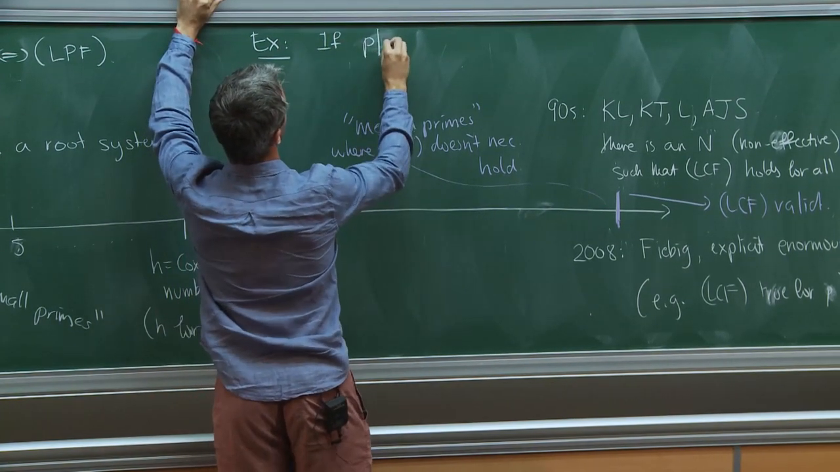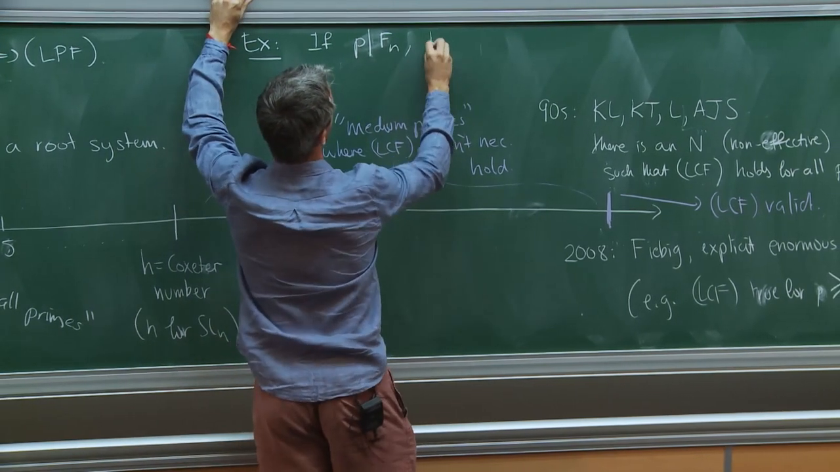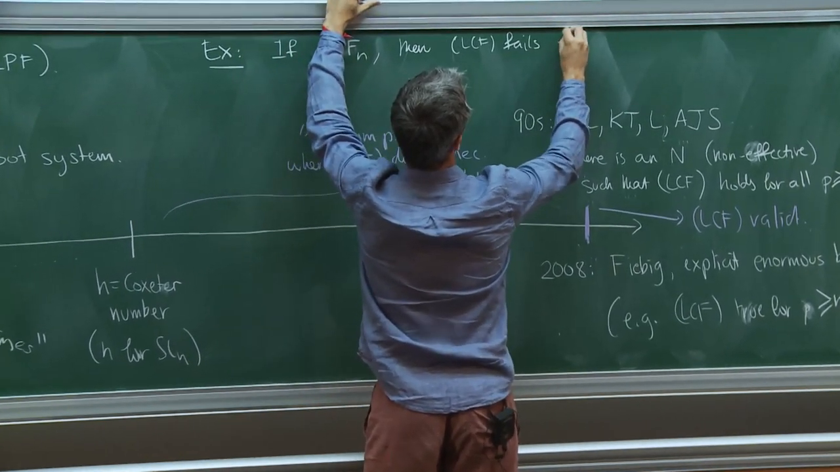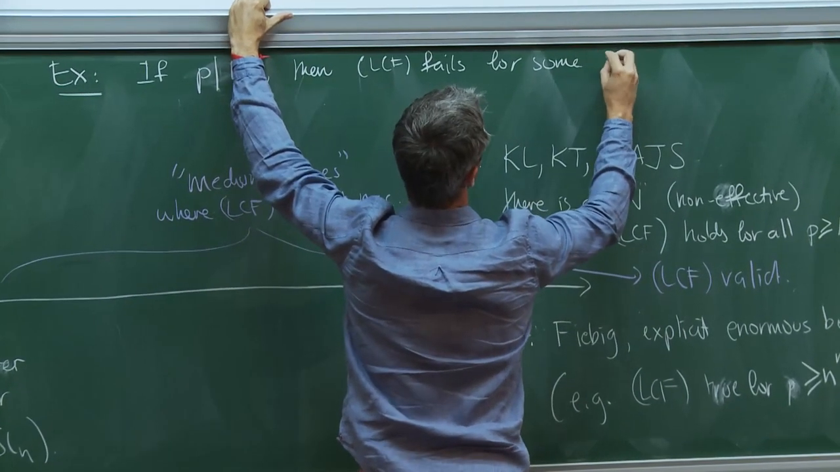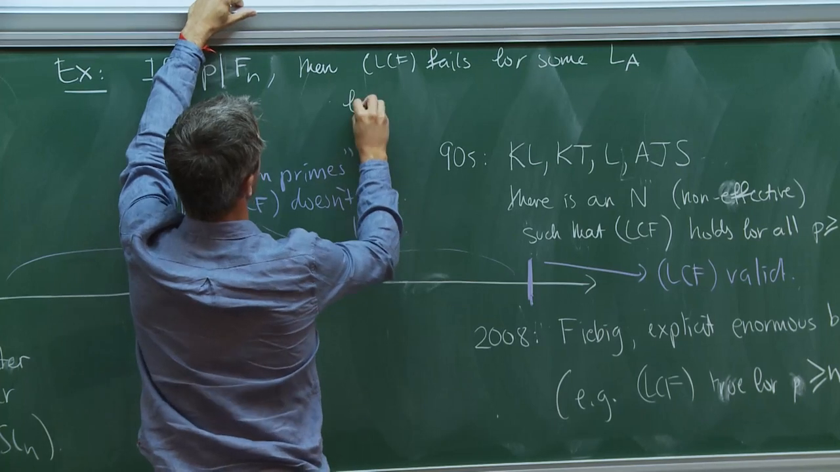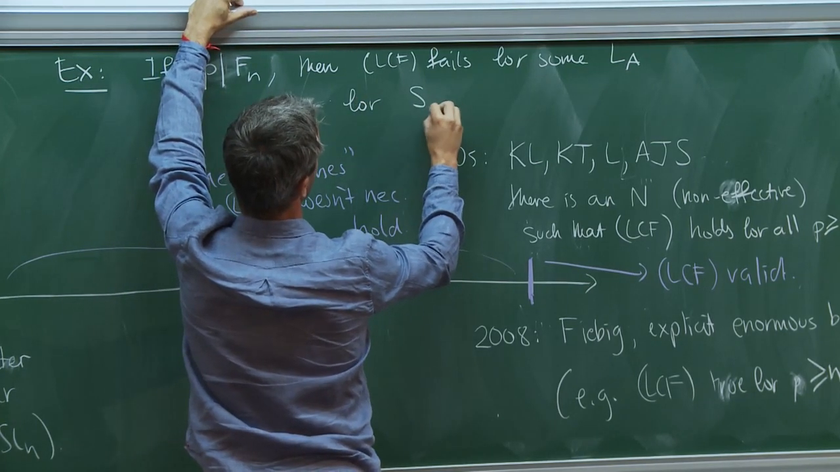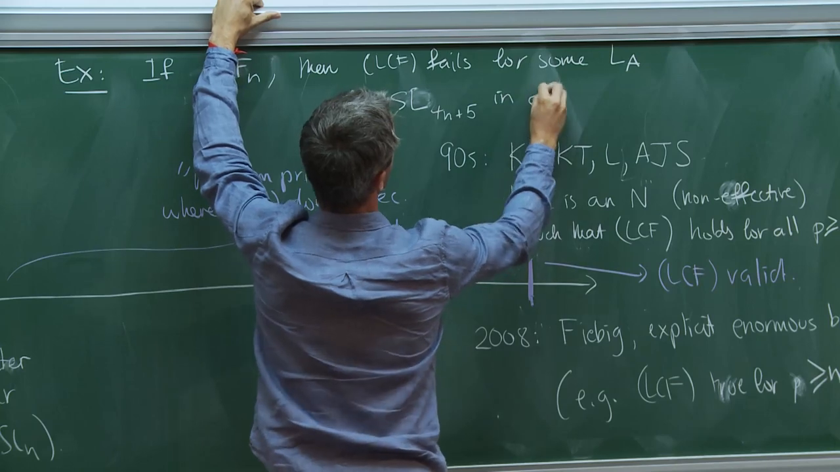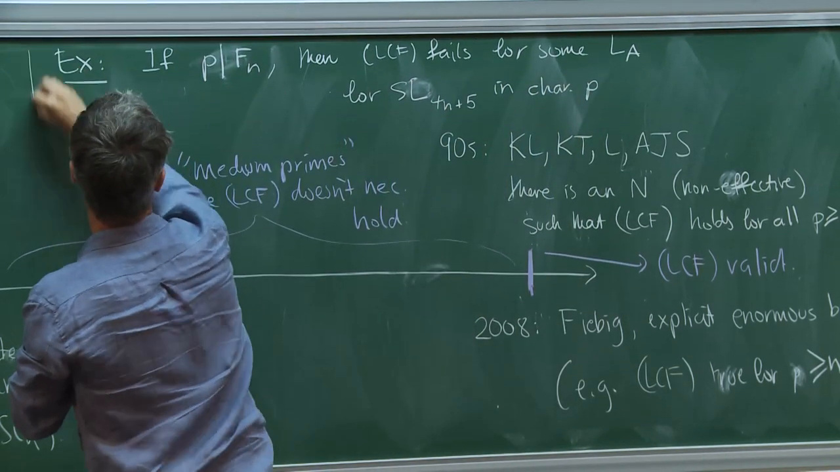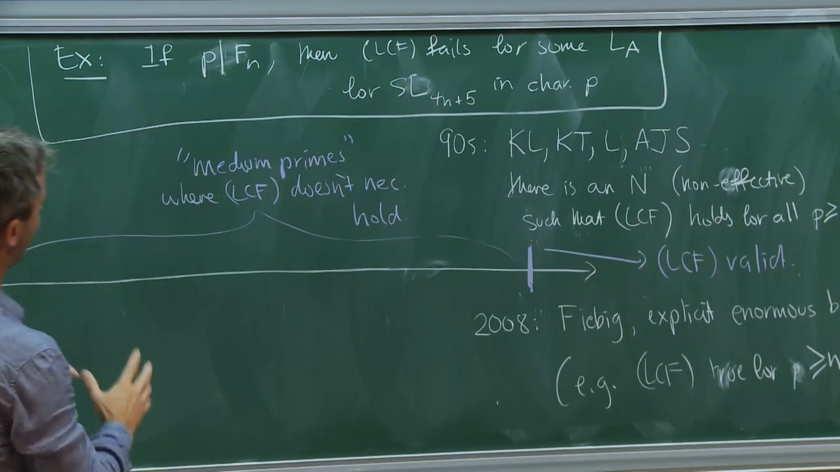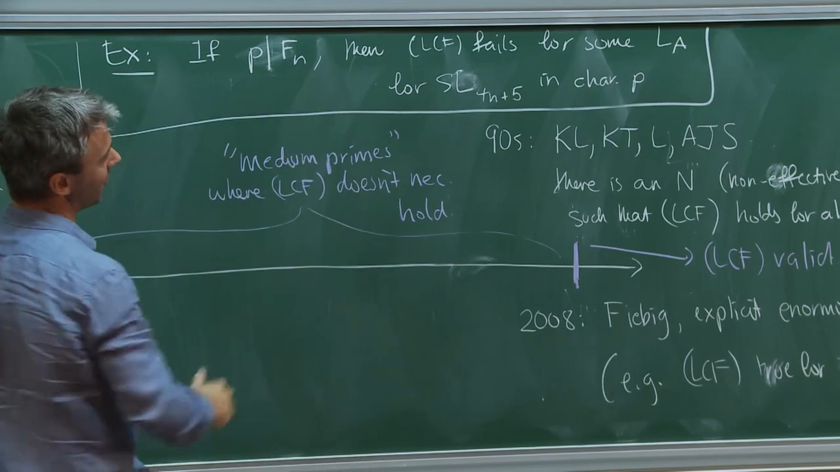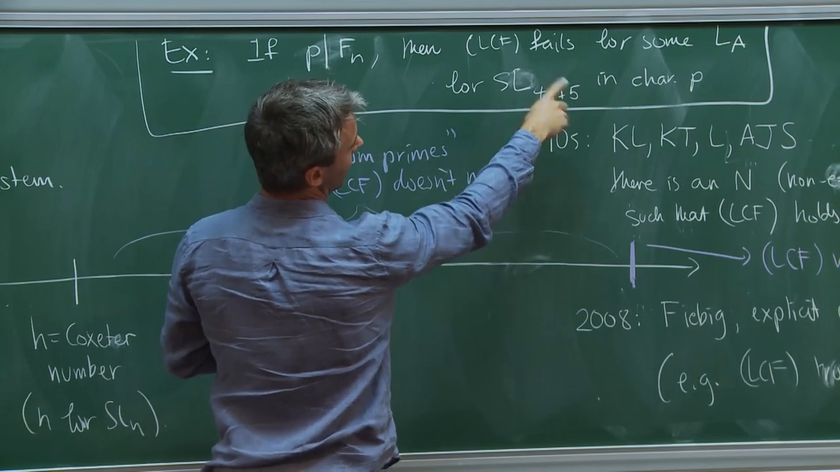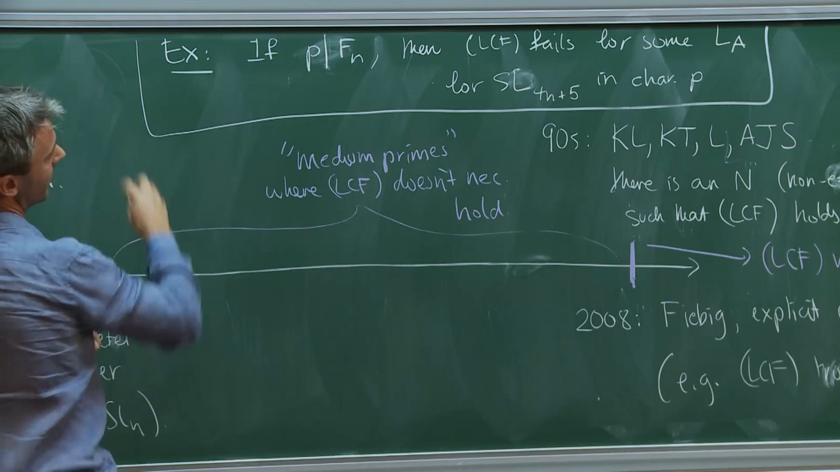So an example is that if p divides the nth Fibonacci number, then LCF fails for some L lambda for SL something like 4n plus 5 in characteristic p. Okay, so it seems extremely interesting that this is a very arithmetic question, and that this is somehow happening in the representation theory of SLN is maybe surprising. Well, at least for me.